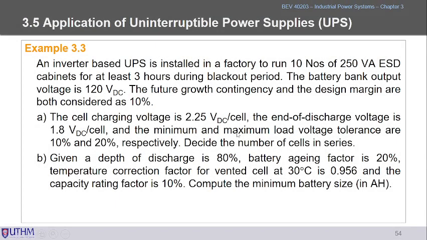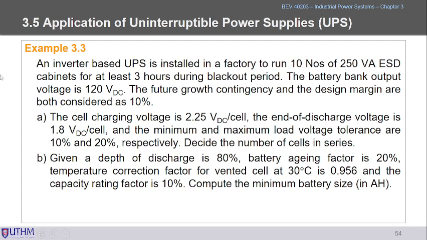Okay, we look at one example, example 3.3. We have an inverter based UPS installed in the factory to run 10 nodes of 250 VA ESD. ESD is the electrostatic device cabinet, for at least 3 hours during blackout. So that means our autonomy is 3 hours. How many loads do we have? We have 10 nodes of 250 VA of ESD.